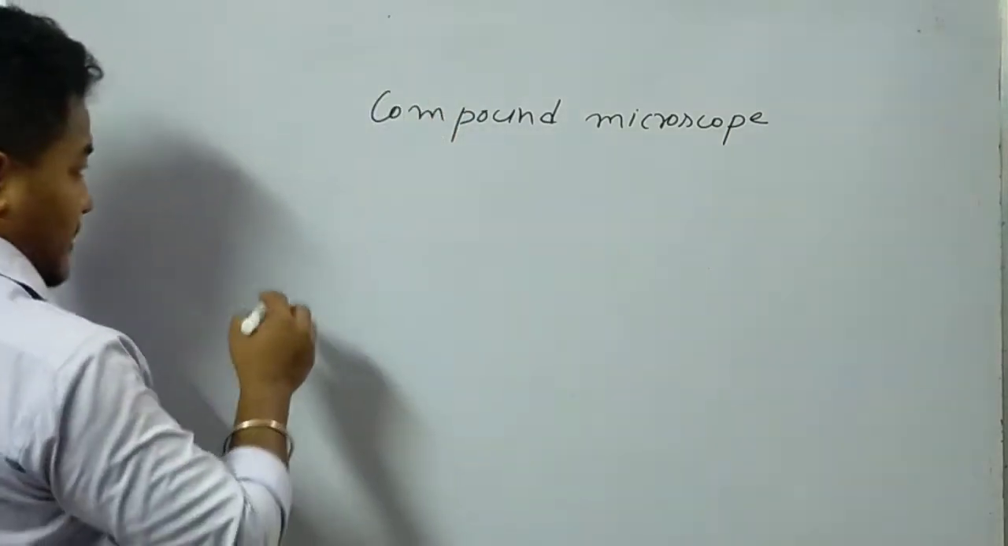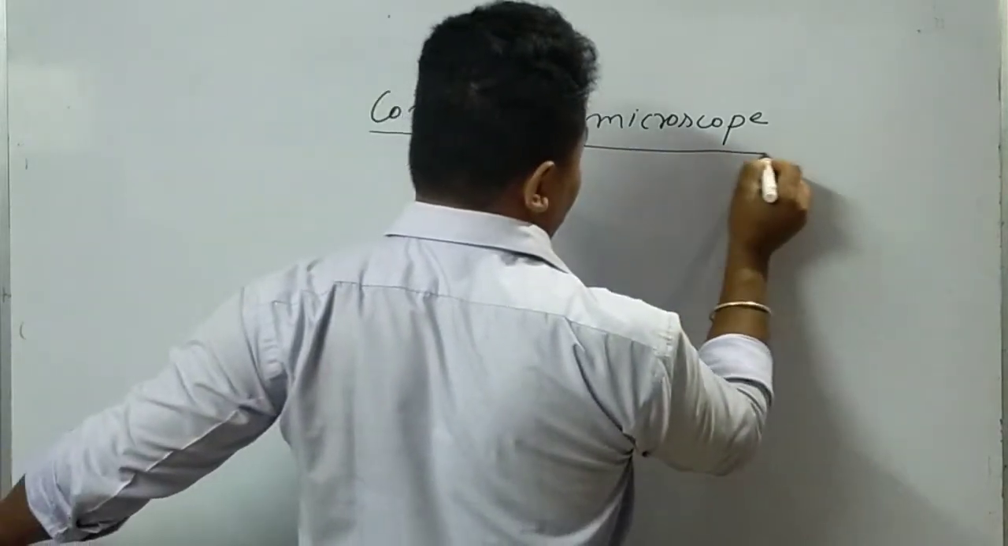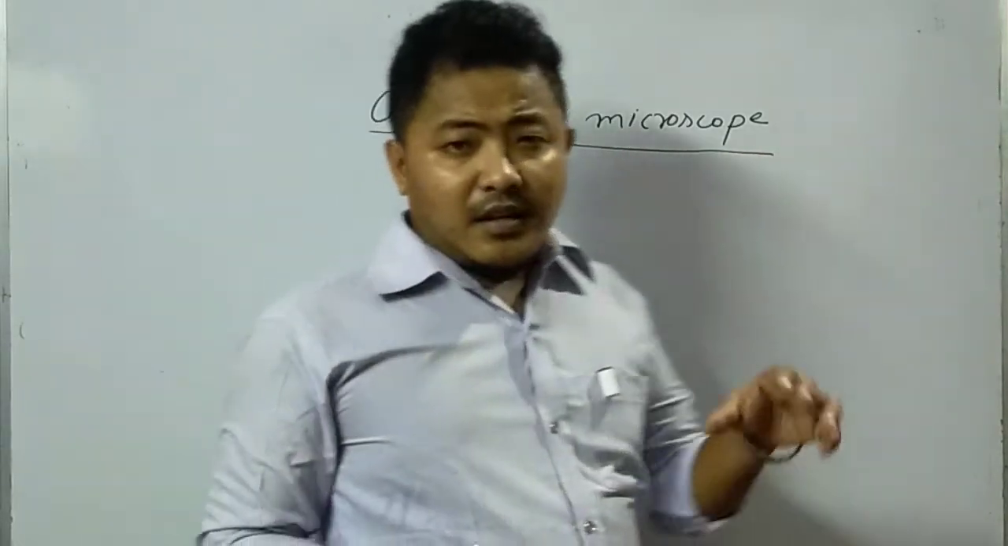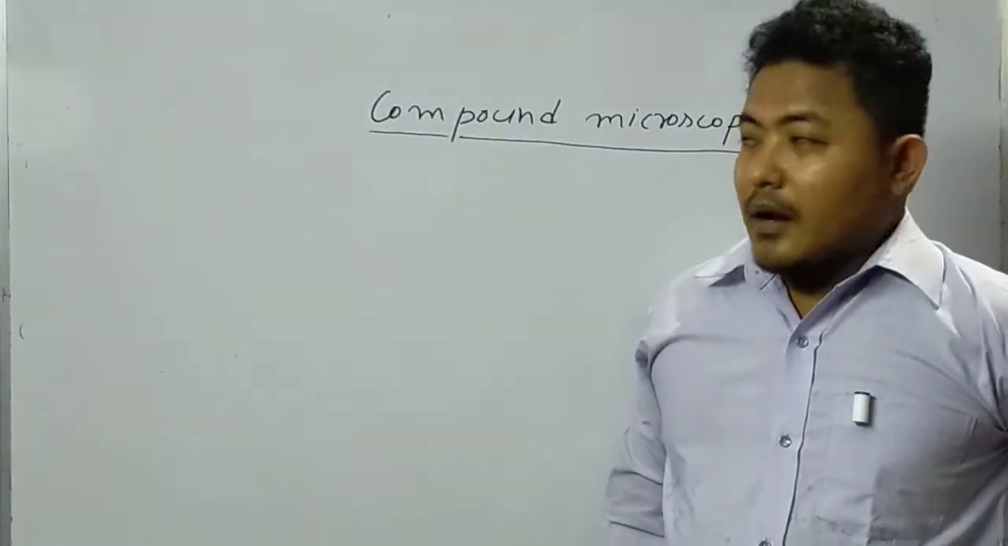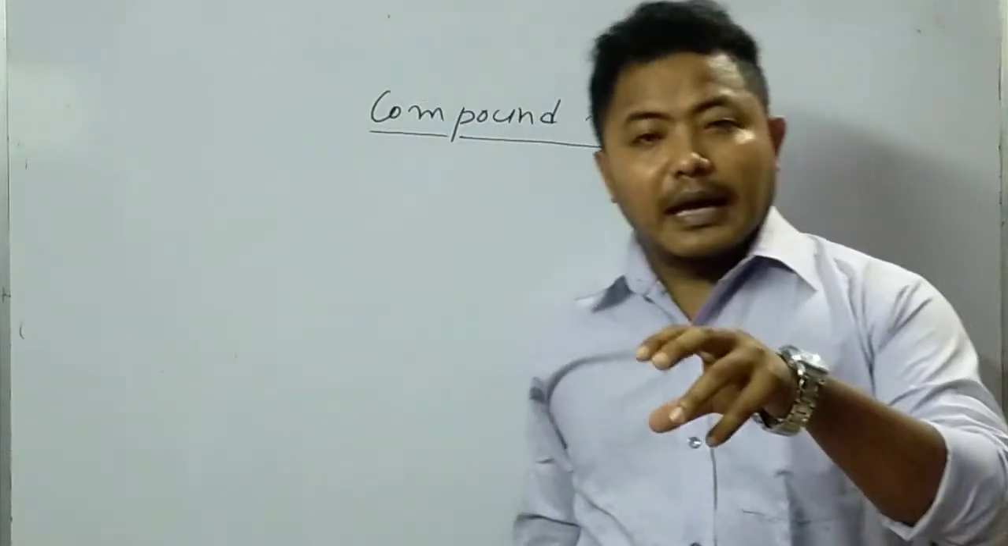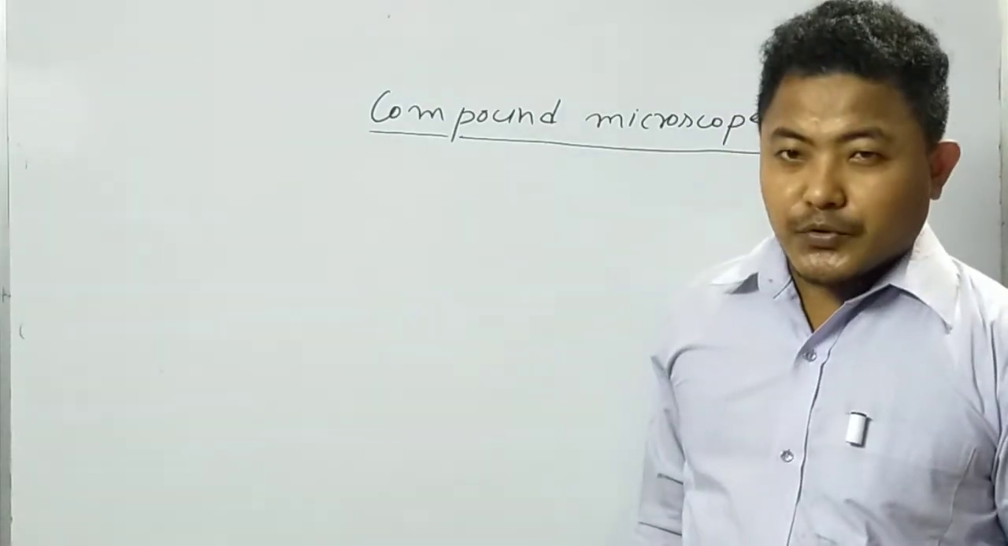As I told you, what is a simple microscope? A simple microscope is a single convex lens, and we derived a result for the magnifying power or angular magnification for it. Now this is the compound microscope.